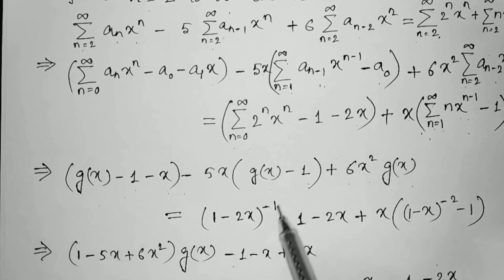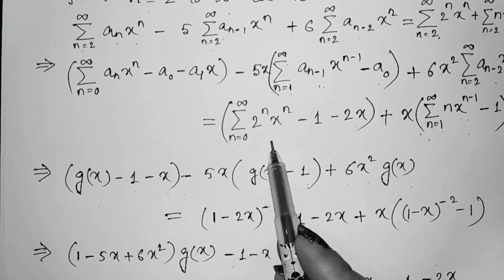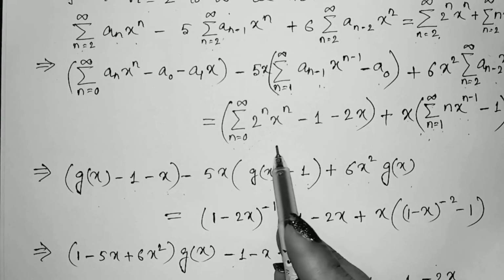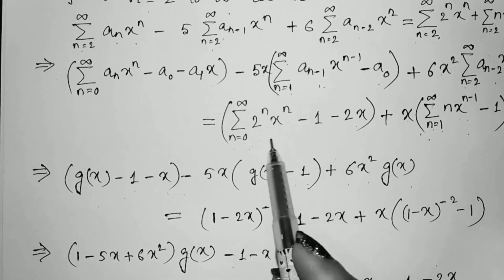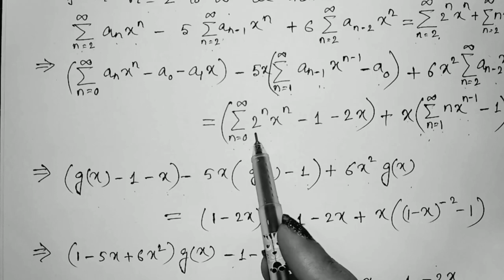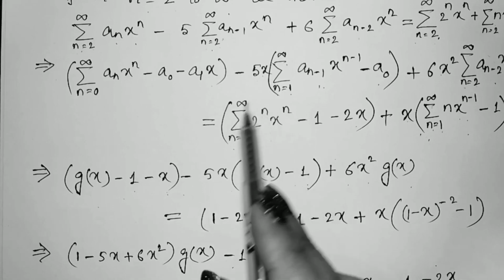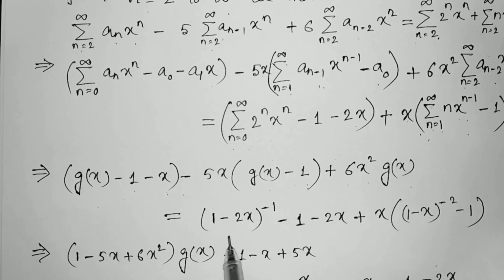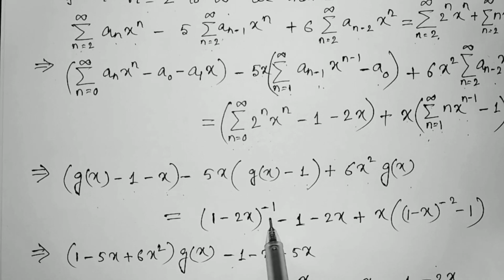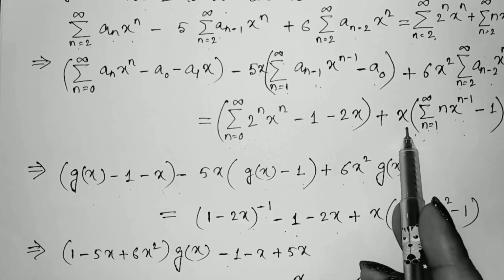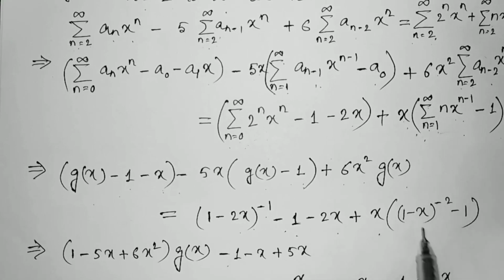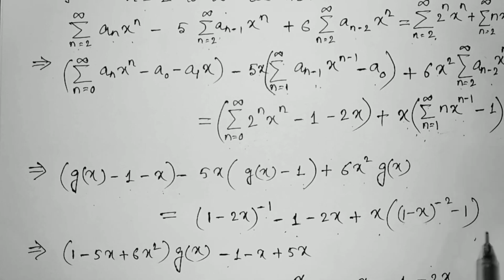Then this is equal to, we should write here from the generating function table, which you will find in lecture number 13, where you will find the generating function method. One table is given there. If your a_n is 2 to the power n and this is your given series, then we can write that as (1 minus 2x) to the power minus 1, then minus 1 and minus 2x. Then plus x remains outside, and instead of this it should be (1 minus x) to the power minus 2, and it is minus 1.